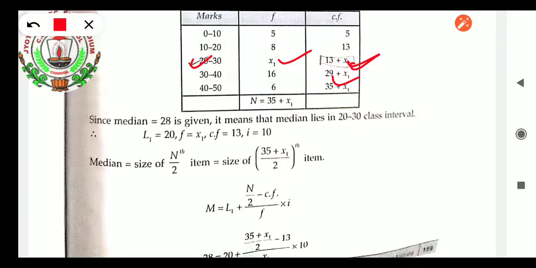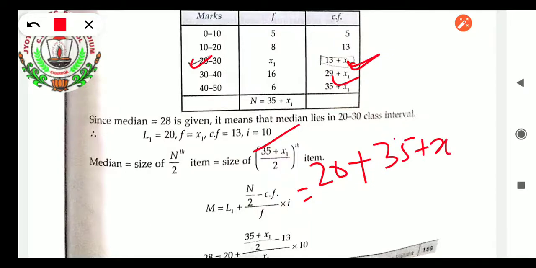Sorry, let us calculate this median. Okay, let us proceed. We will substitute the values of the median here. L1, how much? That was 20 plus n by 2, how much did it come? (35 plus x) divided by 2 minus CF, how much came? That is, c, how much is there? The preceding class, 13, into i, the difference, how much? 10 is there. Remember, it is not written there. Divided by f, how much is there?